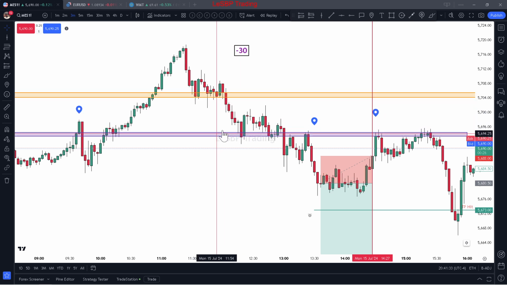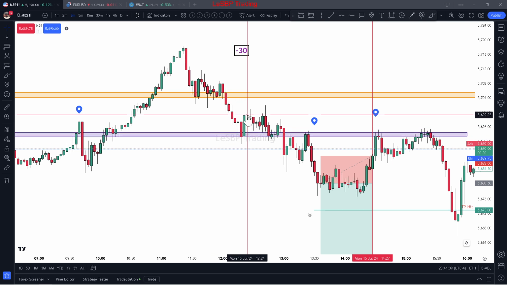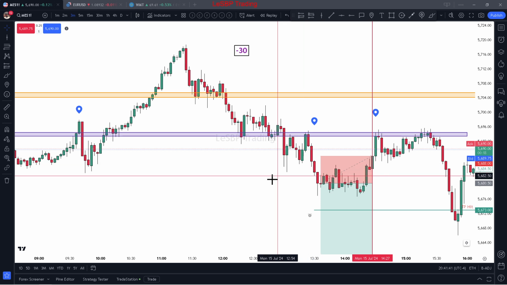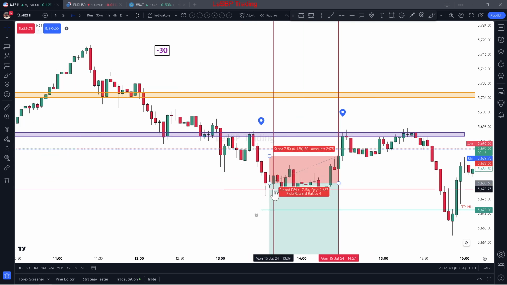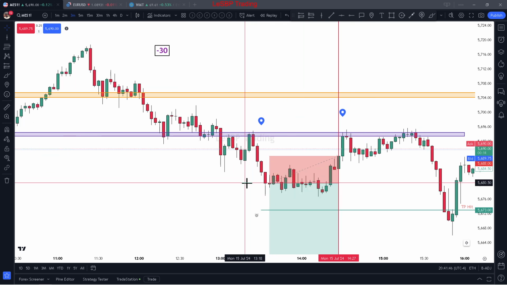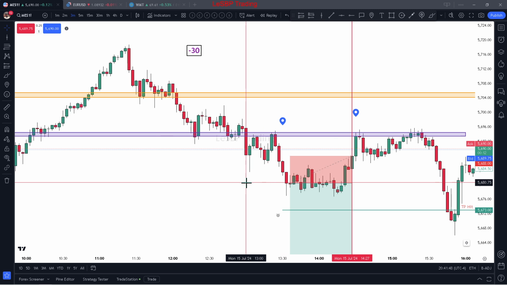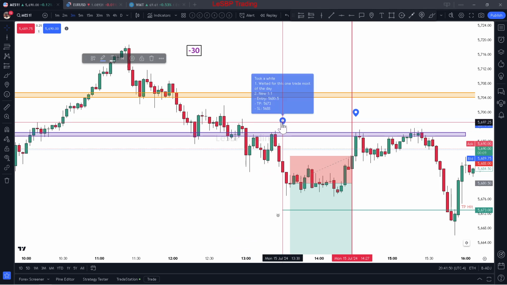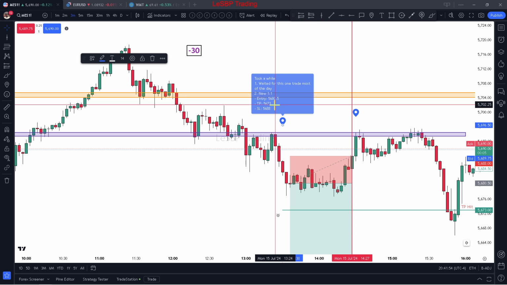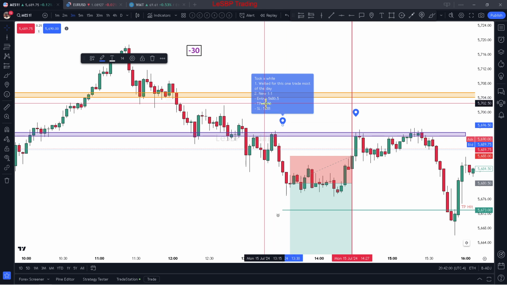Slight push off of this smaller support resistance area that I found on the 5-minute, maybe the 3-minute, and then push, and then boom, finally displaced or pushed under it. I'm probably using that word wrong, so please tell me if I'm using it wrong, but that's fine. And then after that, I said, took a while, waited for this one trade most of the day. New 1-to-1. I don't know what that means, but I wrote down my entry, TP, and stop loss.